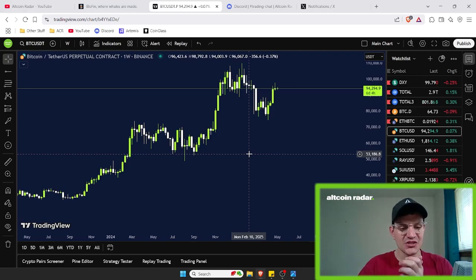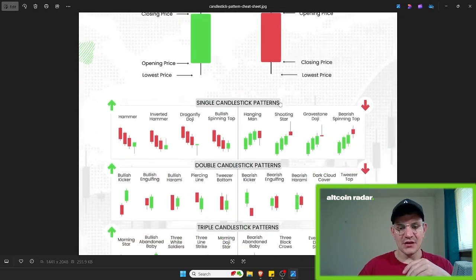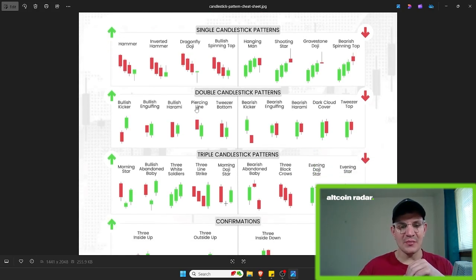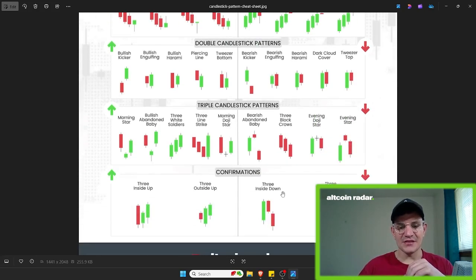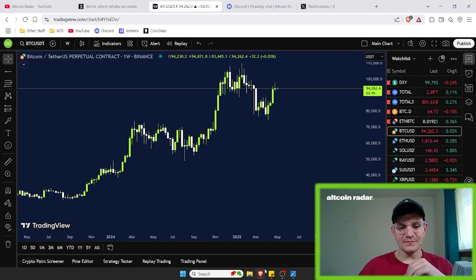And I've got a cheat sheet with all of these candlestick patterns as well. It is right here. And you can clearly see it's got all kinds of different candlestick patterns on it. You've got your single candlestick patterns, bullish candlestick patterns right here, bearish candlestick patterns here, and then you've got your double patterns, and then your triple patterns, and then confirmation candle patterns as well.